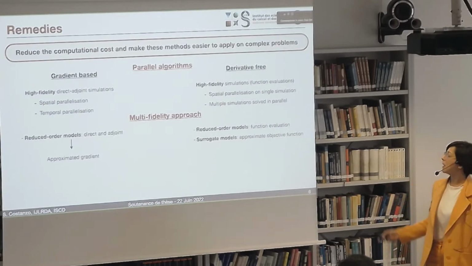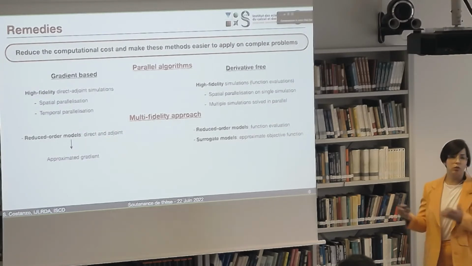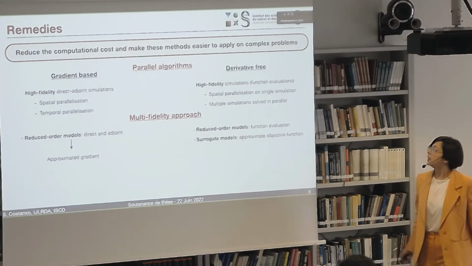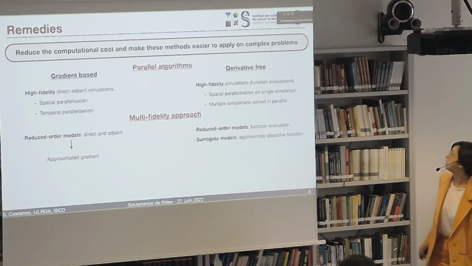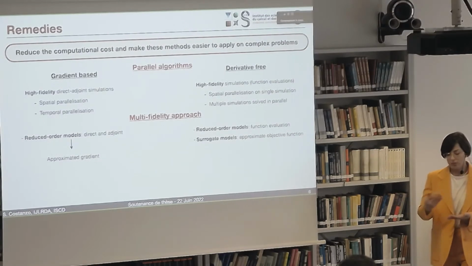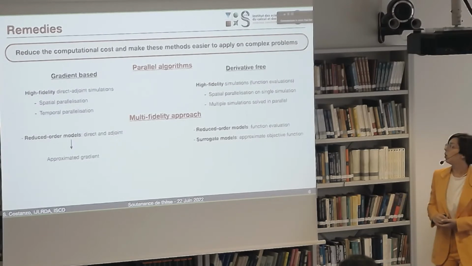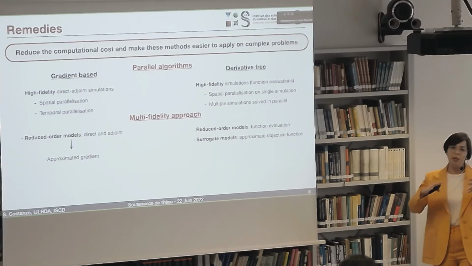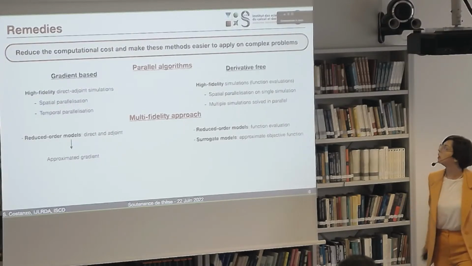So for the gradient-based, we can build a reduced order model for direct and adjoint, or one or the other. This leads to an approximated gradient. And for the derivative-free method, we can build a reduced order model for the function evaluation, or we can build a surrogate surface, a surrogate model that approximates the objective function.